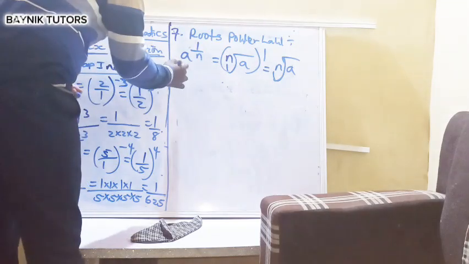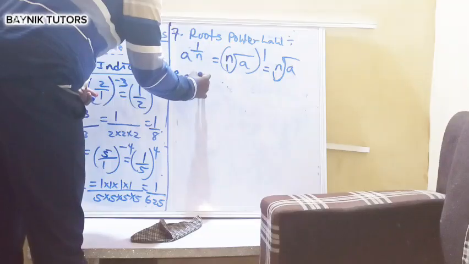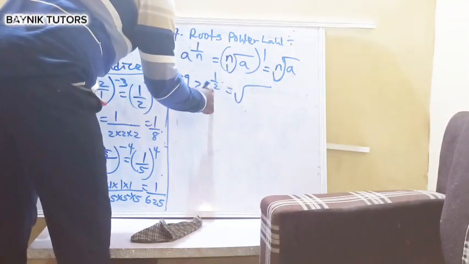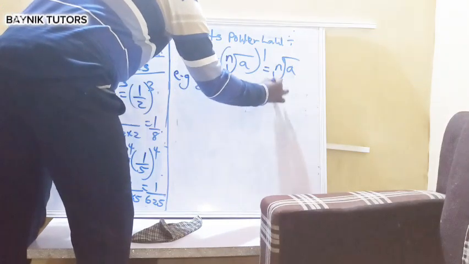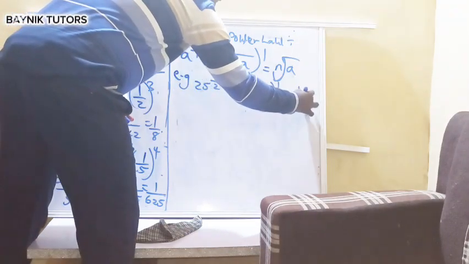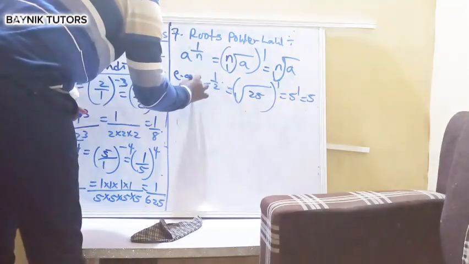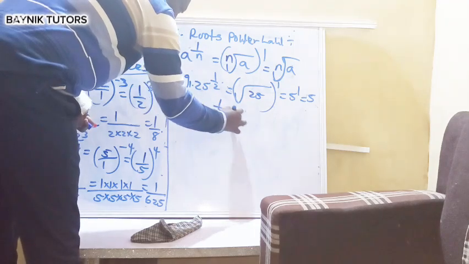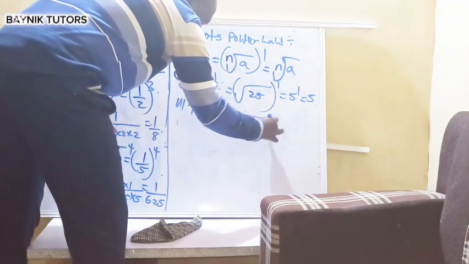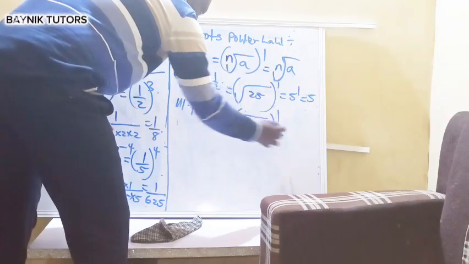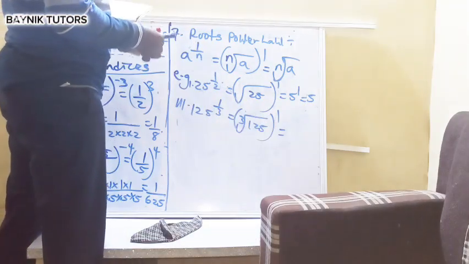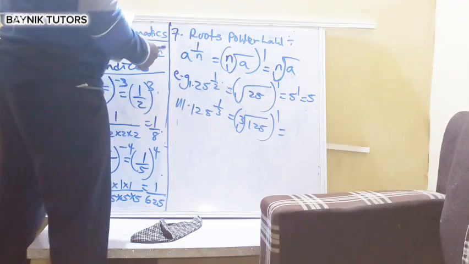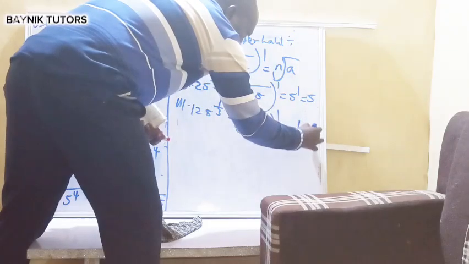For example, imagine we have 25 raised to power 1 over 2. That will be the ordinary root, because that's what 2 stands for. Then root 25 raised to power 1, which is 5 raised to power 1, which is equal to 5. Then imagine we have 125 raised to power 1 over 3. That will be third root 125 raised to power 1. I'm sure we know how to press that in our calculator. That's third root 125, and that's 5. So raised to power 1 is equal to 5.